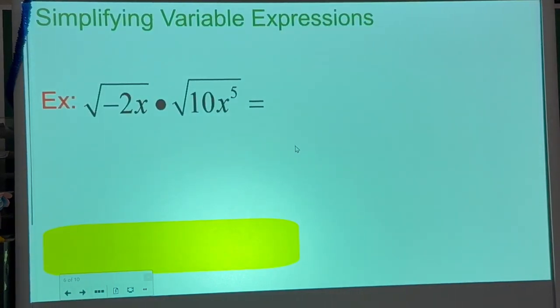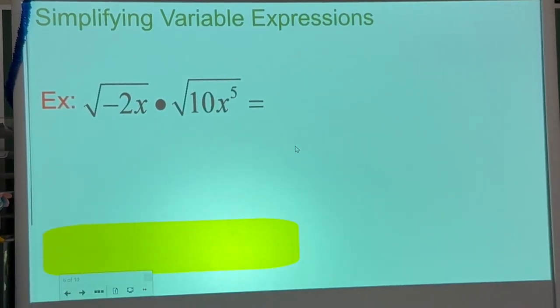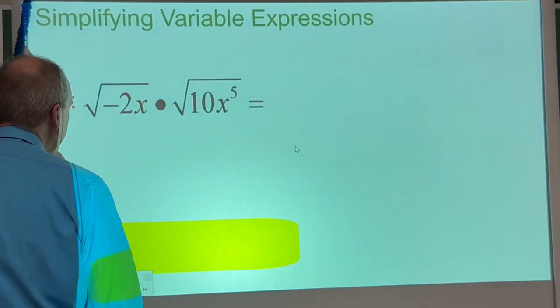Welcome back. The other piece today is taking a look at how to simplify variable expressions that have an x in them. So let's take a look at how to do this when we have different radicals. They're clearly different, and we're multiplying. We're not adding anymore. We don't have to worry about like terms. We need to figure out a way to break this down or to combine it.